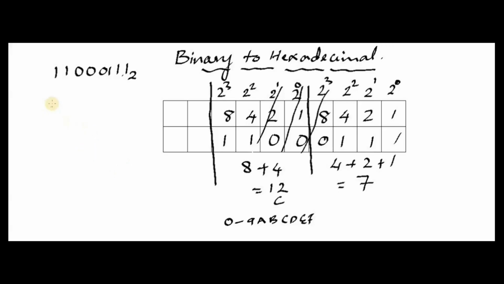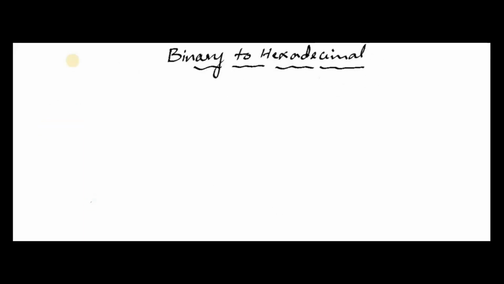When you are going to write the answer, you have to write it like this: C7 base 16. This is our final answer, right? Okay, let us see one more example to convert a binary number to a hexadecimal number.